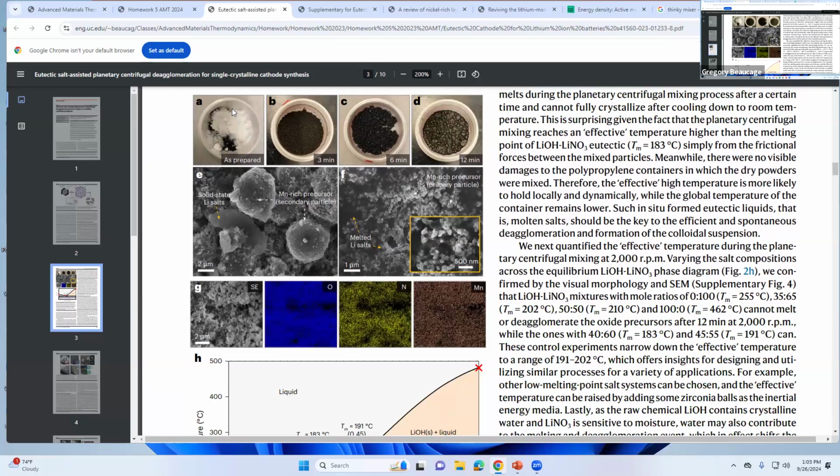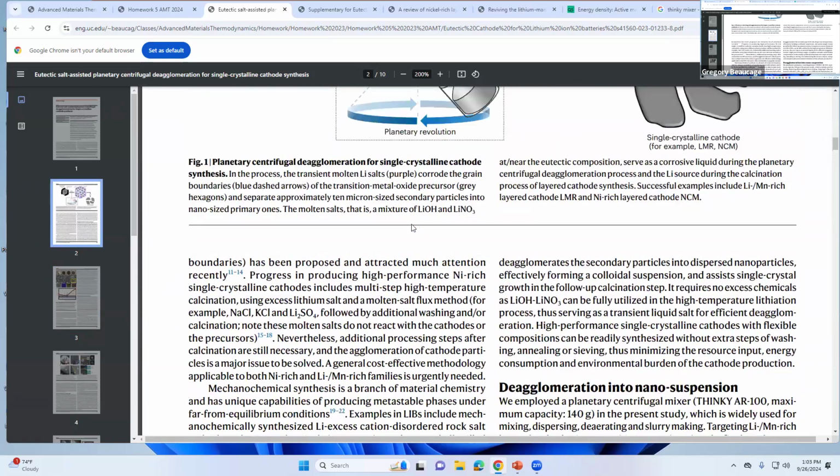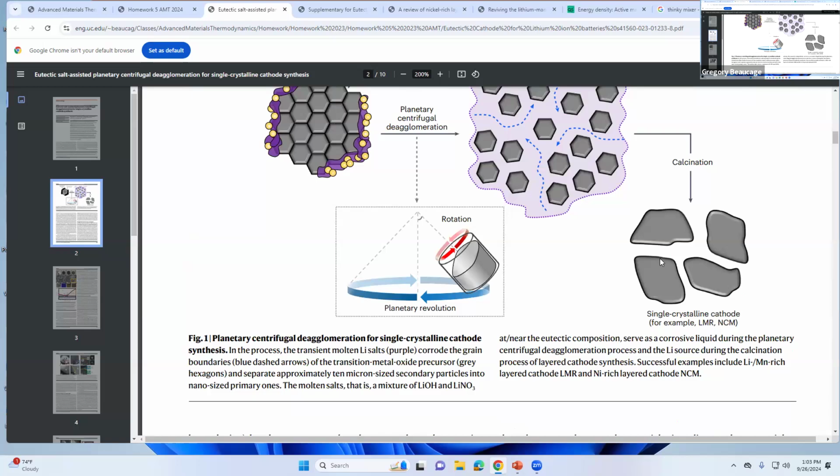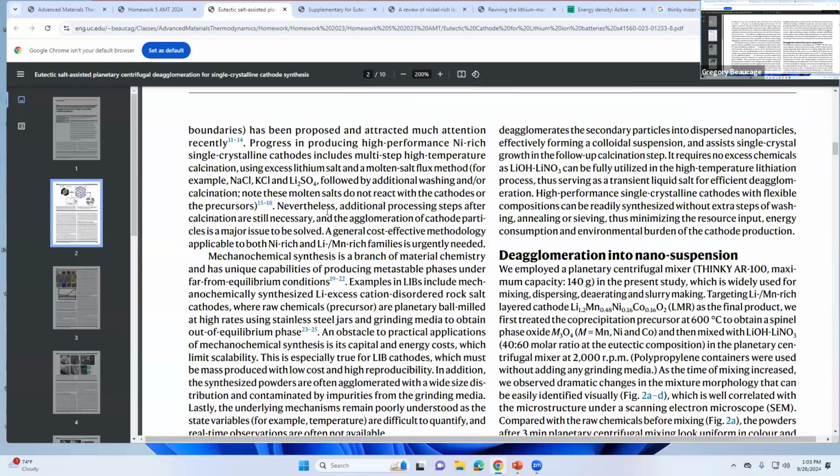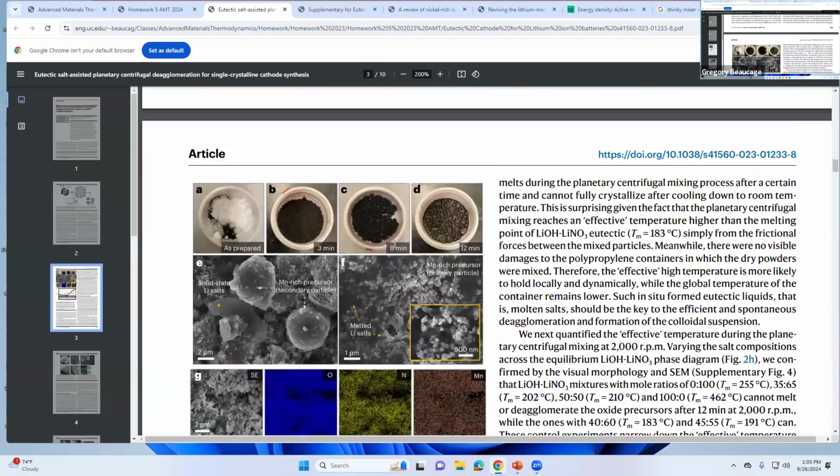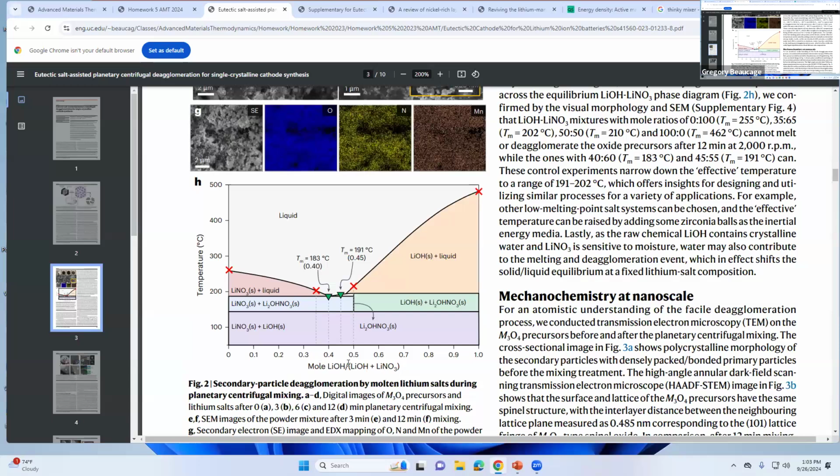So they mix it, they put it in a mixer for 3 minutes, they get that. So it starts as this, just the components that they put in. Then they get this after 3 minutes, 6 minutes they get that, and 12 minutes they get this. The thing they get after 12 minutes is these big crystals that are theoretically better for the cathode than the thing they started with. So how does that work? Well, they take this lithium hydroxide and lithium nitrate phase diagram, and it's a eutectic phase diagram, kind of. Okay, so it's got a little twist to it.